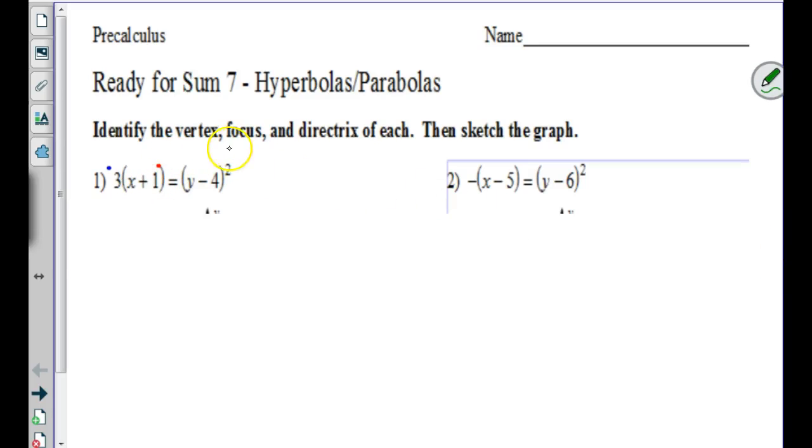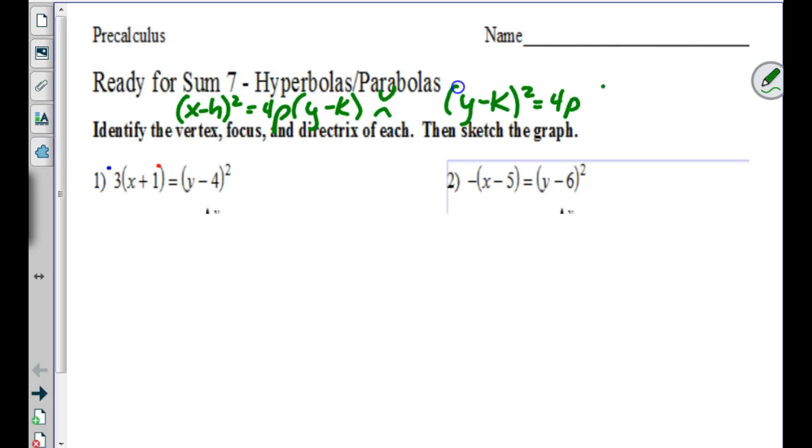All right, so on the yellow sheet, it says the parabolas are either (x - h)² = 4p(y - k), and those would open up or down. And then it says (y - k)² = 4p(x - h), and those would open sideways. I don't know why that looks like a V, I'm sorry.